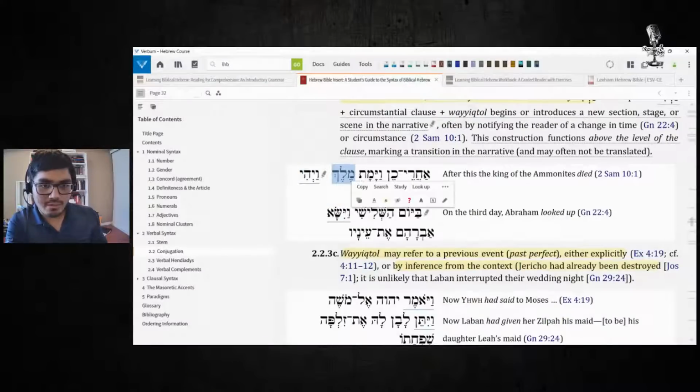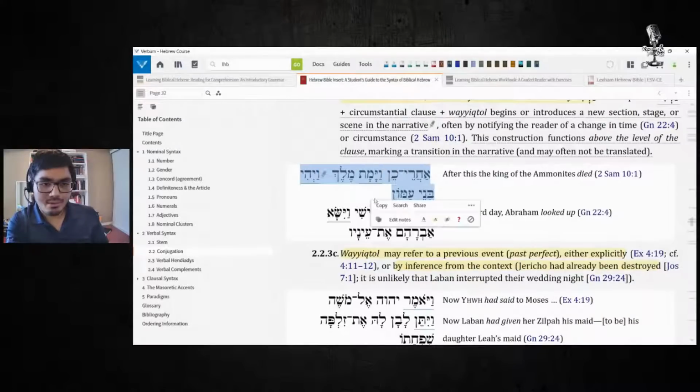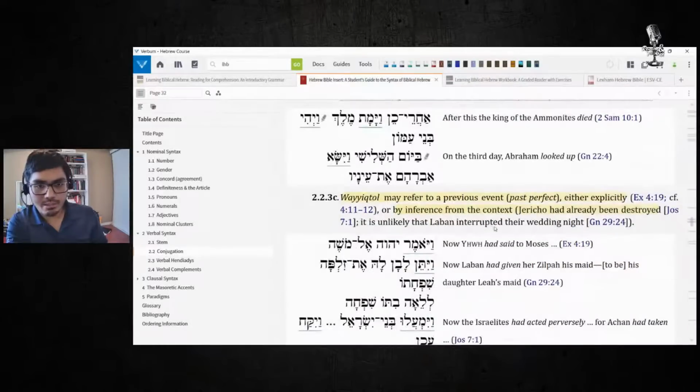So the syntax is a little bit funky here. The king of the Ammonites died, if you want to render it idiomatically. But here it says just, and the king died, and he was of the sons of Ammon. So that's actually two separate clauses, which in the English translation has been combined into one clause for simplicity. In Genesis 22, verse 4, we have Bayom Hashlishi Vayisa Abraham et Enav. So on the third day, Abraham looked up. However, literally, it'd be on the third day, and Abraham lifted up his eyes.